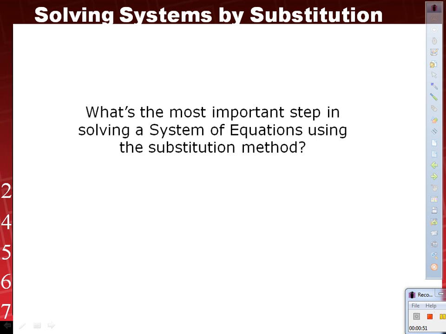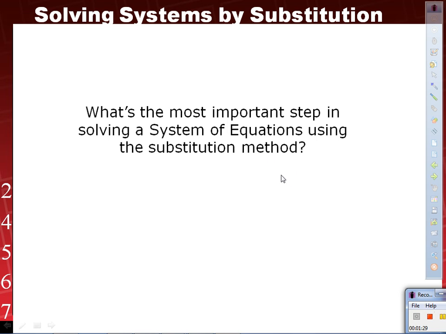Everybody looking at me. The summary section at the bottom of your Cornell notes, it's a big rectangle. The line right above that, write that question. It says, what's the most important step in solving a system of equations using the substitution method? Copy that. 20 seconds. All right, everybody got it?